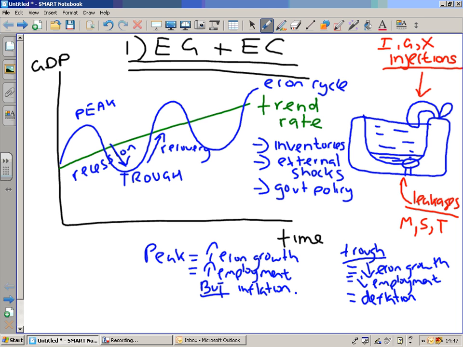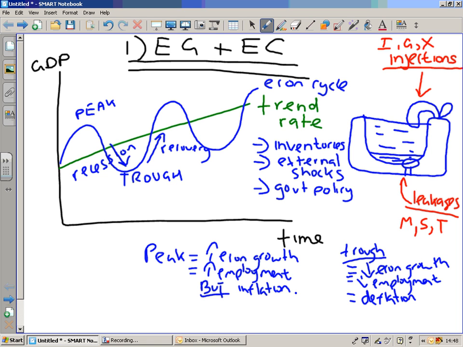When we're at a peak, we know we've got problems of inflation. To bring the economy down again, the government might start to use contractionary fiscal policy, put up taxation. If we put up taxation, what we're doing is we're pulling the plug out of the bath. Taxation is increasing, which is a leakage, so money is sucking out of the economy. That will help bring the economy back down again.